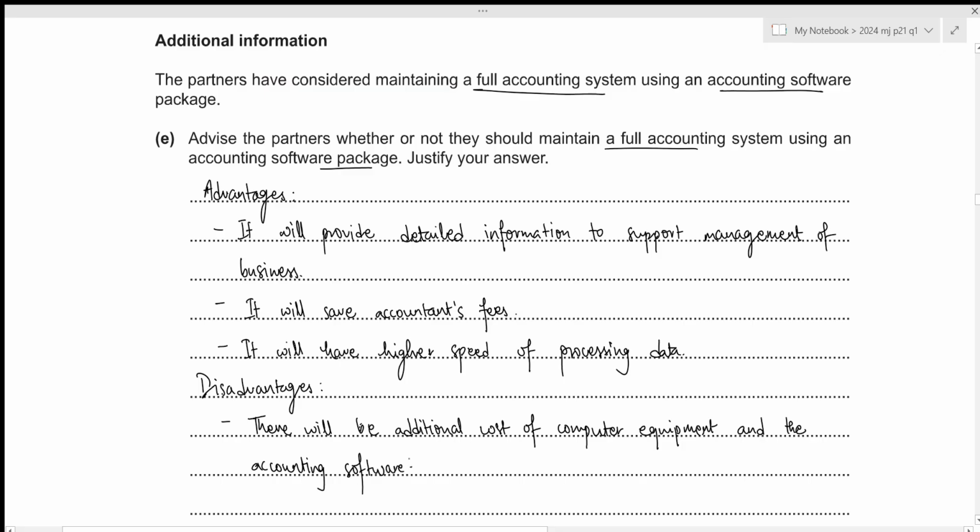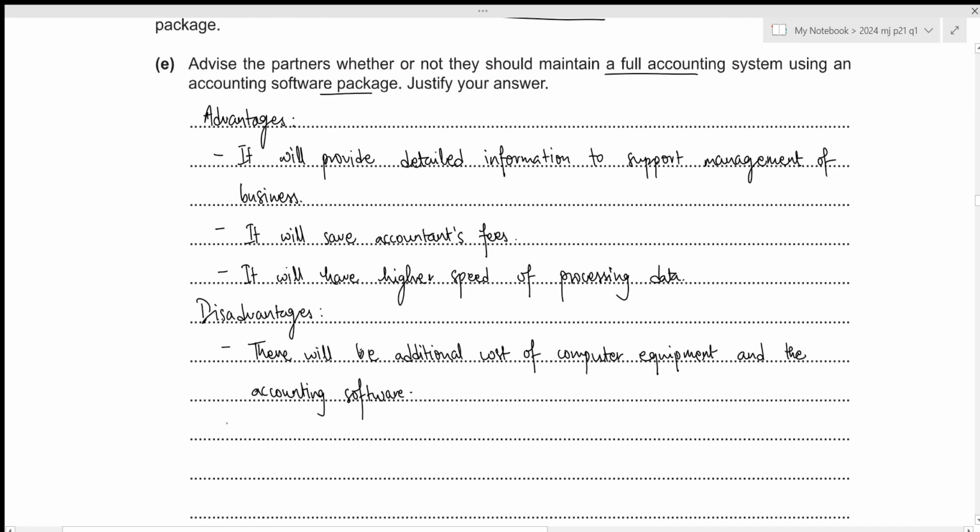Then the second disadvantage is that there will be possible training cost because maybe the partners will have to be trained on how to properly use such accounting softwares. So there will be possible training costs.